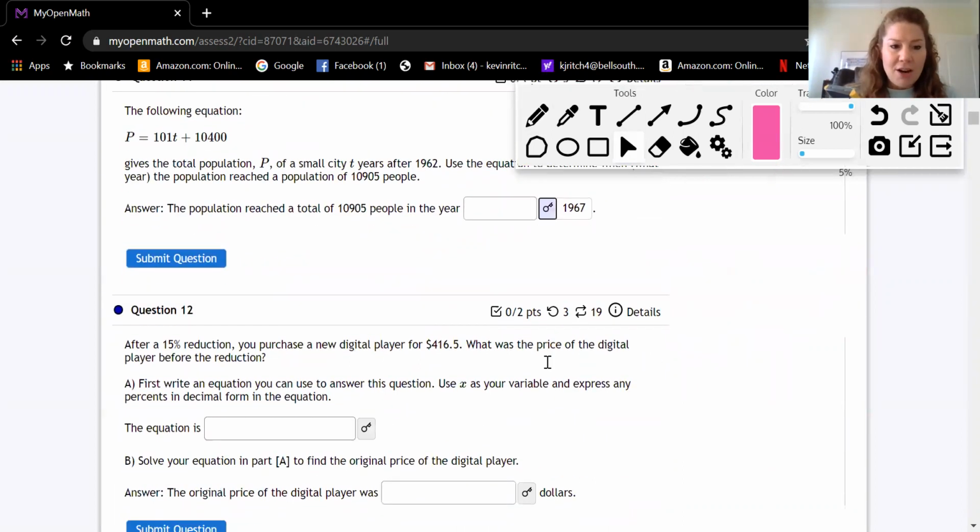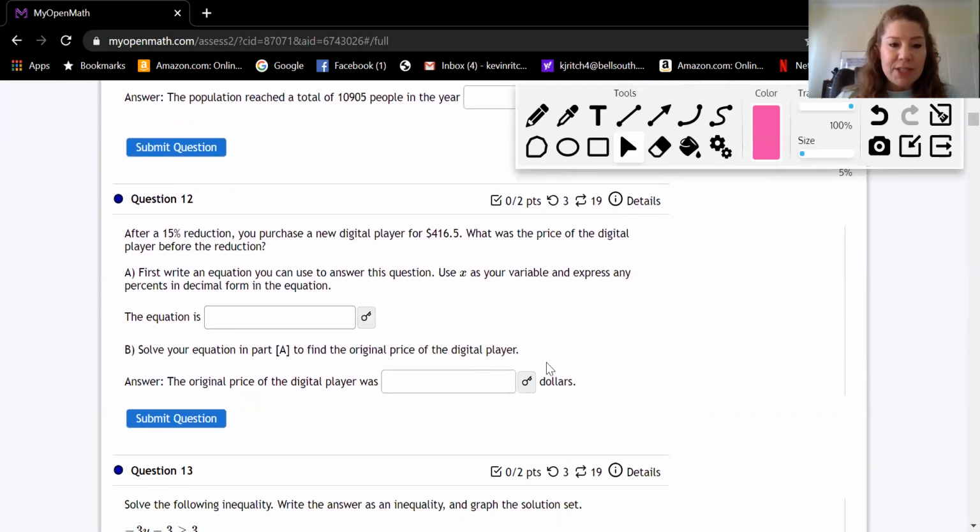All right, so number 12. After a 15% reduction, you purchase a new digital player for $416.50. What was the price of the digital player before reduction? So the sales price of the digital player was $416.50, and we want to know what the price before the reduction was. In other words, we want to know what full price was, right?